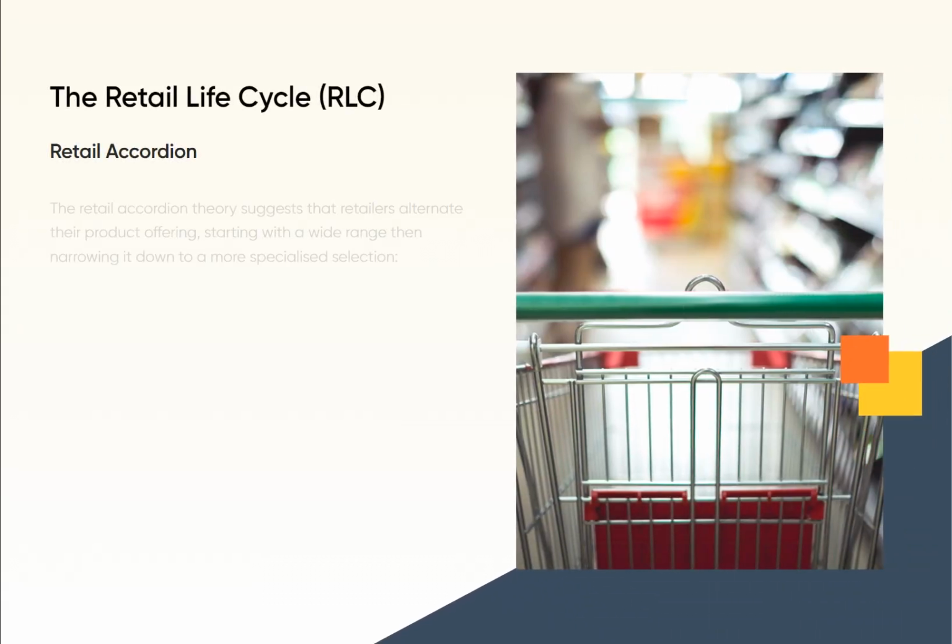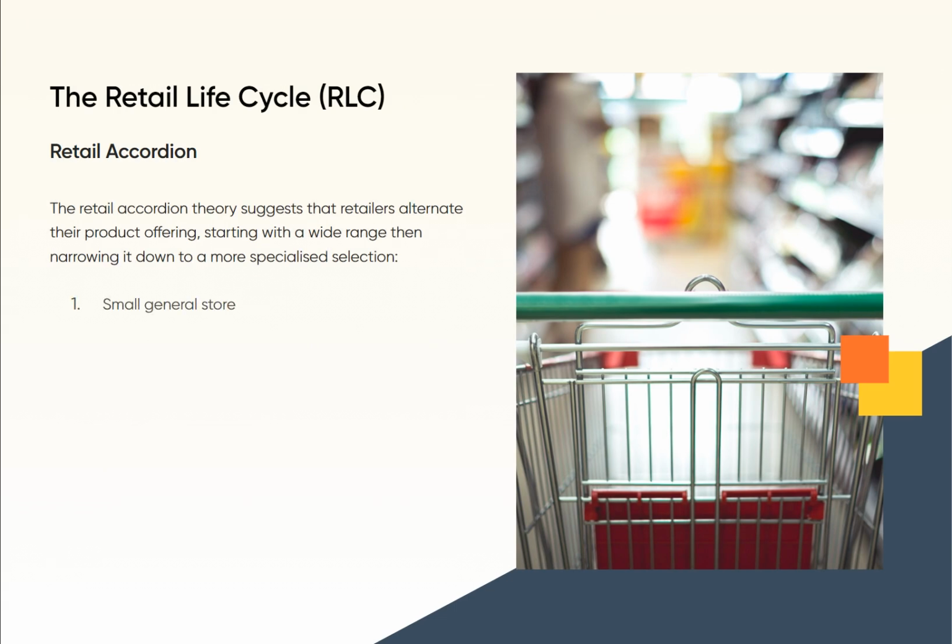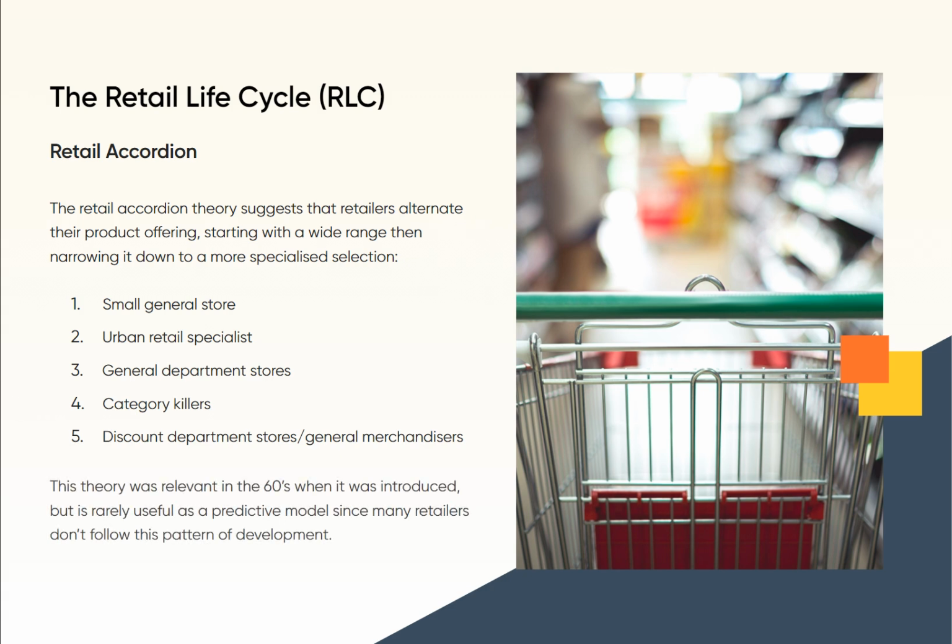Retail accordion. The retail accordion theory suggests that retailers alternate their product offering, starting with a wide range then narrowing it down to a more specialized selection. 1. Small general store. 2. Urban retail specialist. 3. General department stores. 4. Category killers. 5. Discount department stores or general merchandisers. This theory was relevant in the 60s when it was introduced, but is rarely useful as a predictive model, since many retailers don't follow this pattern of development.